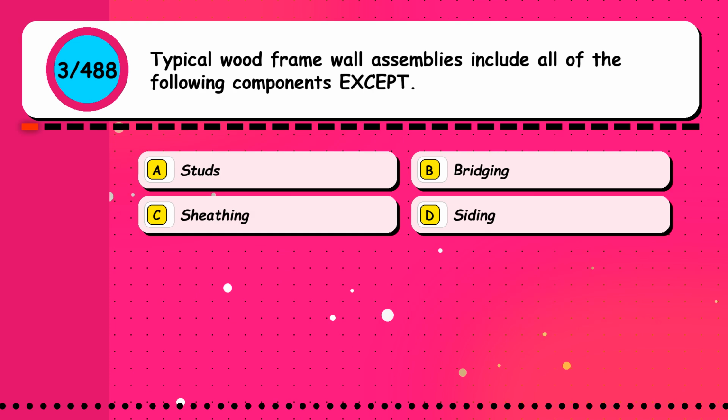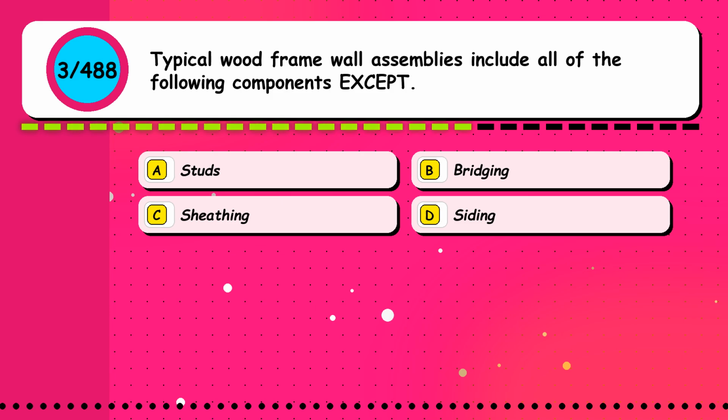Question 3. Typical wood frame wall assemblies include all of the following components except: Option A. Studs. Option B. Bridging. Option C. Sheathing. Option D. Siding.